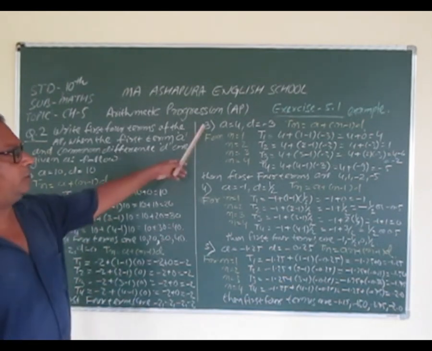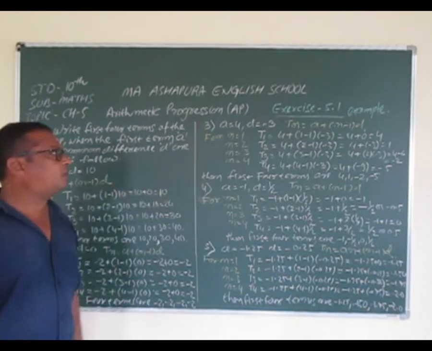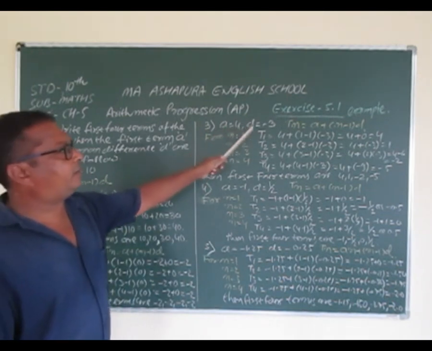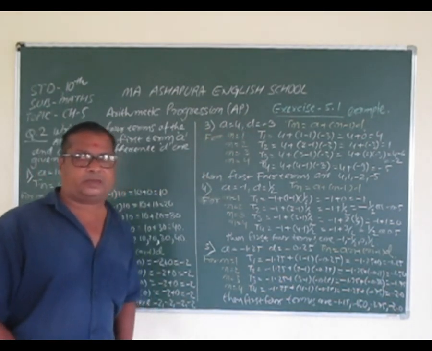Now, from question number 3, once again, let us see the board. A is equal to 4 and here the difference is minus 3.